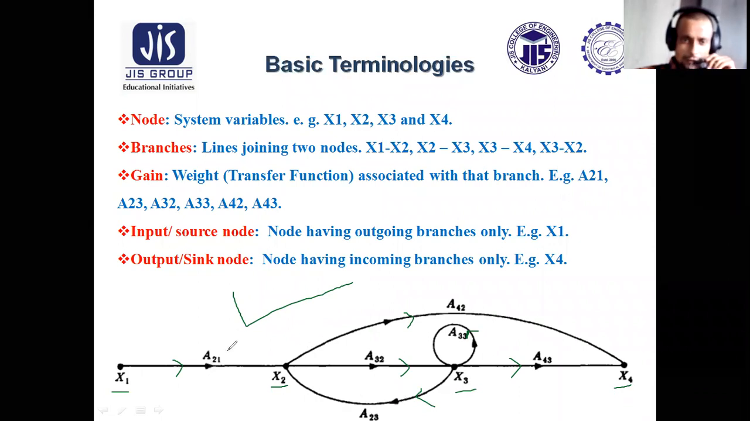Now see, all these branches, x1, x2 branch is associated with a path transfer function of a21. Similarly, x2, x4 branch is associated with a42 transmittance or path gain. So these are path gains. These are branches. These are nodes. Likewise. So these are the basics of signal flow graph. What a signal flow graph should consist of is given here.